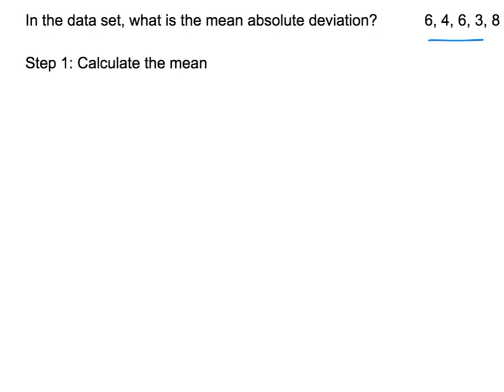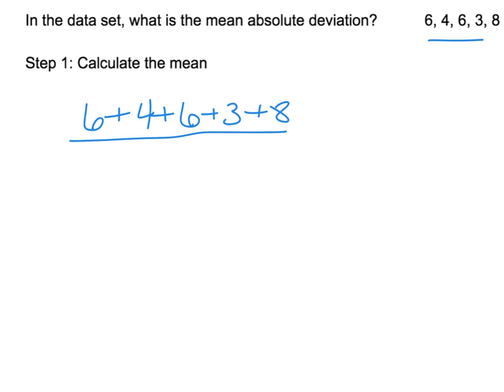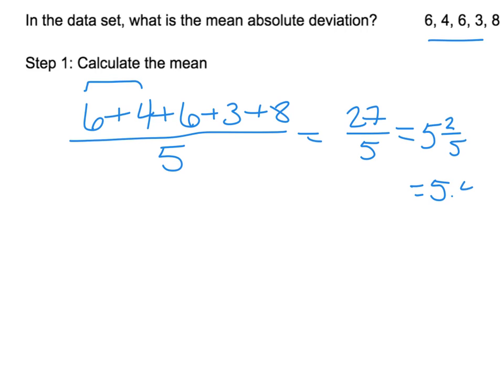6 plus 4 plus 6 plus 3 plus 8. And then when we're done adding those up, we're going to divide by 5. So I notice here, this is going to give me 10 plus 6 is, or 16 plus 3 is 19 plus 8 is 27. That's going to be 27 divided by 5, which I know is 5 and 2/5, or 5.4.